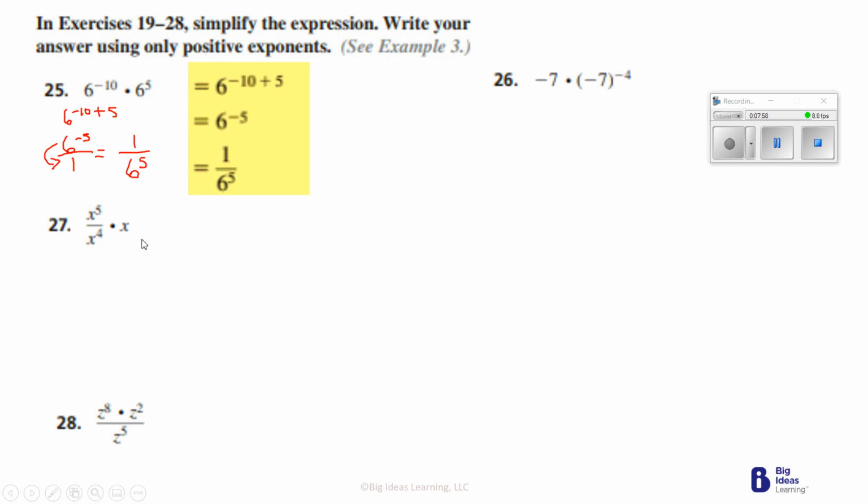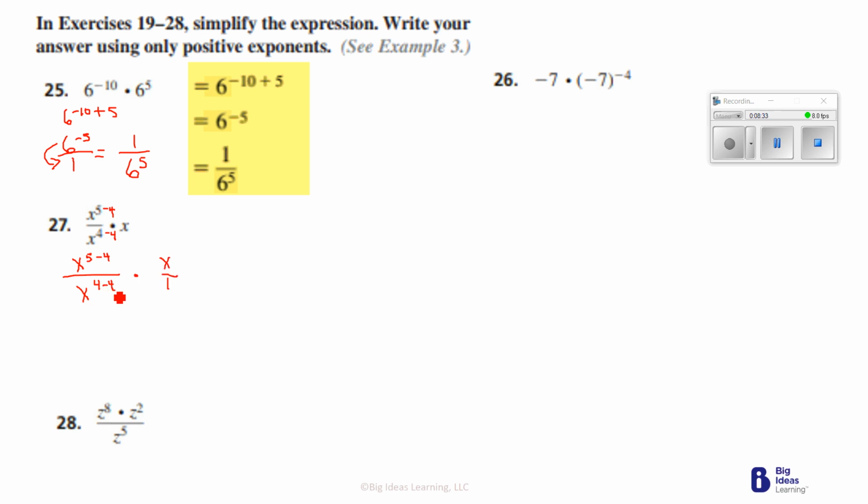Let's do number 27. x to the 5th power over x to the 4th power times x. Now this one over here, I know that I'm going to take this and subtract 4 from this side because it's a smaller exponent, which means I'm subtracting 4 from this side. This is going to give me x to the 5 minus 4 over x to the 4 minus 4. And we're multiplying that to x over 1.